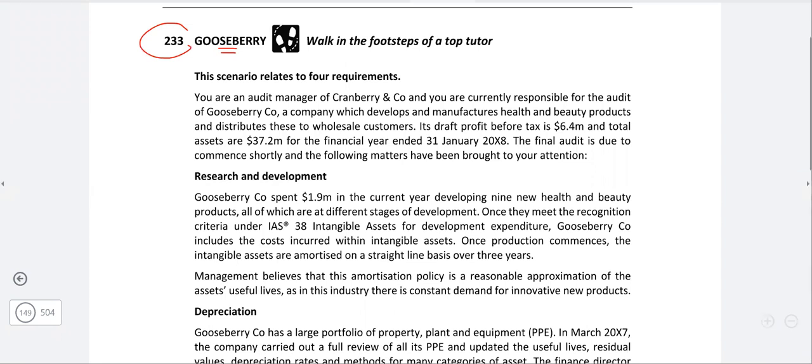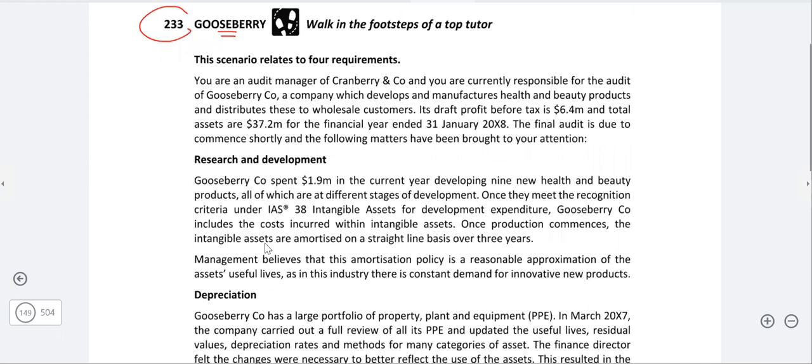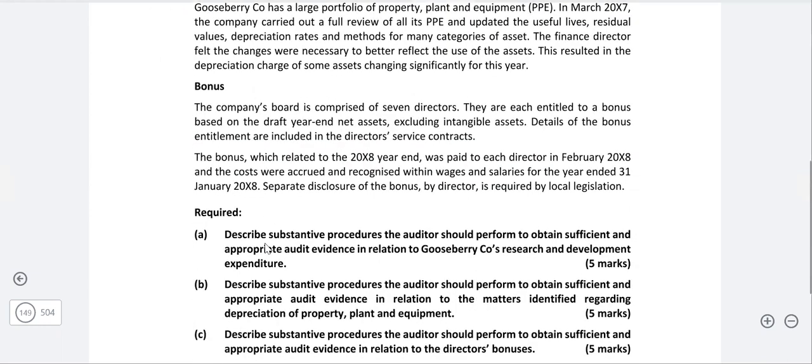And let's go to the requirement first. What is the requirement of this question? The requirement is to describe substantive procedures the auditor should perform to obtain sufficient and appropriate audit evidence in relation to the Gooseberry company's research and development expenditure. So it is for 5 marks. Now 5 marks means 5 procedures. You need to write 5 procedures.